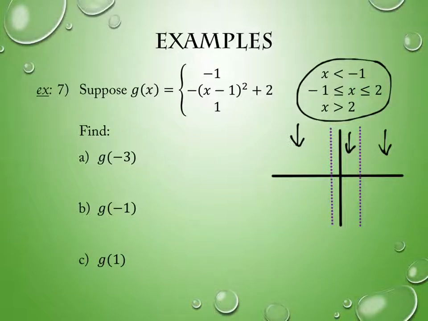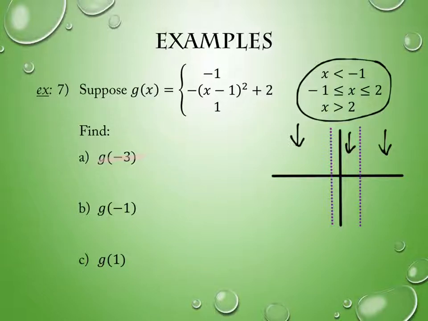The first piece of the graph is for before -1, the second piece is between -1 and 2, and the third piece is after 2. Okay, different equations for different parts of the graph. So far, so good. So here's how this plays out. When it asks you to find, in this case, g of -3, you have to decide which piece of the graph it's on. Is it on the first piece at the top, the second piece written in the middle, or the third piece written on the bottom?